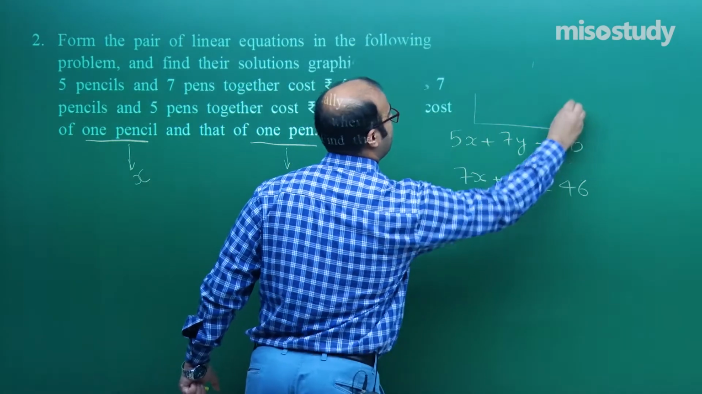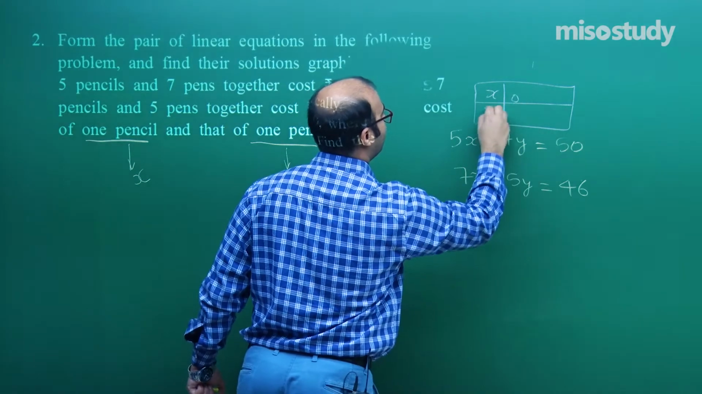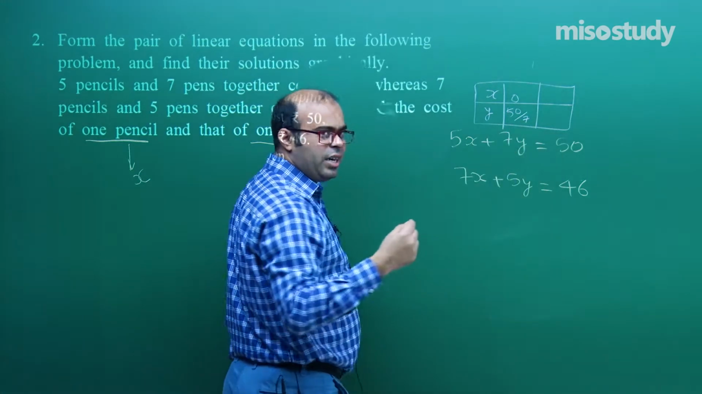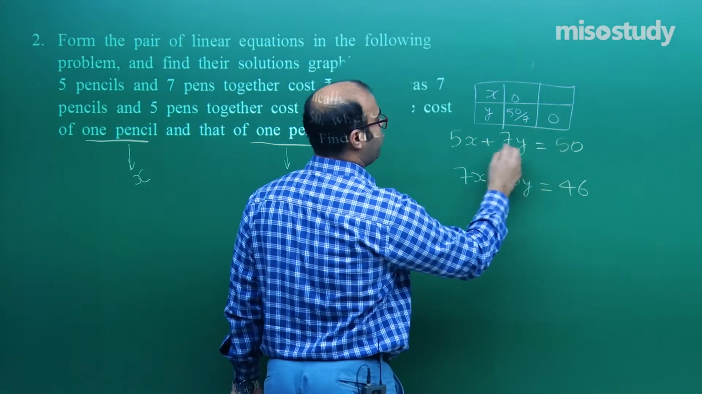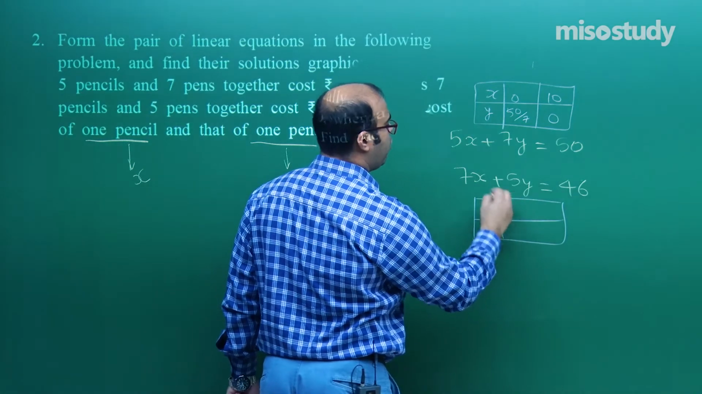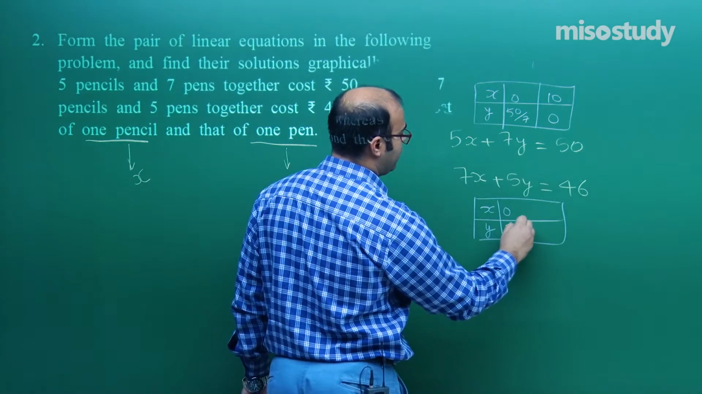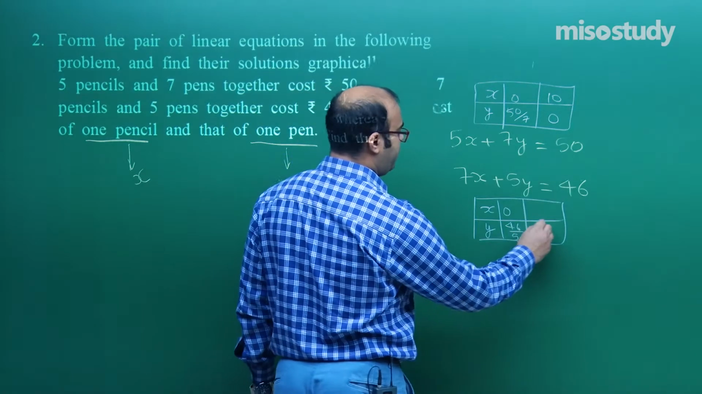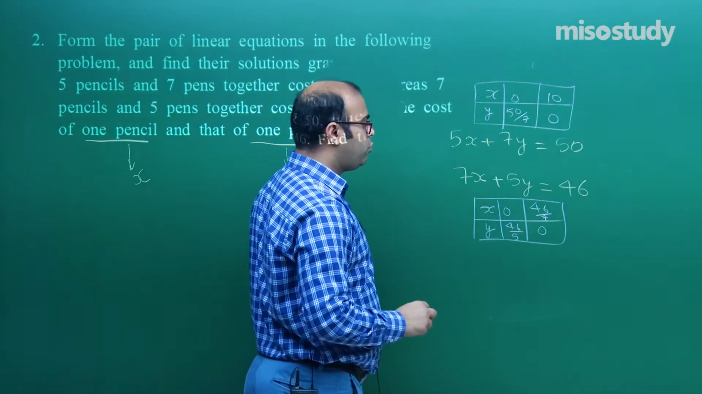For the first one, let us take x is equal to 0. If we put x equal to 0, y will be 50 by 7, which is a little more than 7, as 49 by 7 is 7. If we put y equal to 0, x will be 10. What about the second equation? If x is equal to 0, y is 46 by 5, which is a little greater than 9, as 45 by 5 is 9. And if we take y is equal to 0, x will be 46 by 7, which is greater than 6, as 42 by 7 is 6.